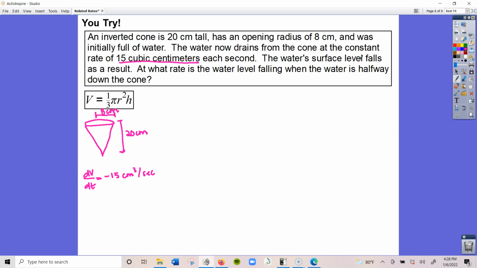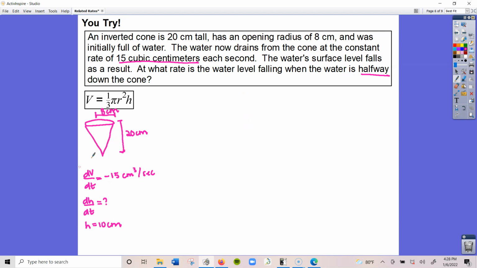The water's surface level falls as a result. At what rate is the water level falling? So I am looking for dH dt. If they say water level, that's the height of the water. Or depth, that's also the height of the water. So at what rate is the water level falling when the water is halfway down the cone? If the cone is 20 centimeters, what they just told us is that the height is 10 centimeters.